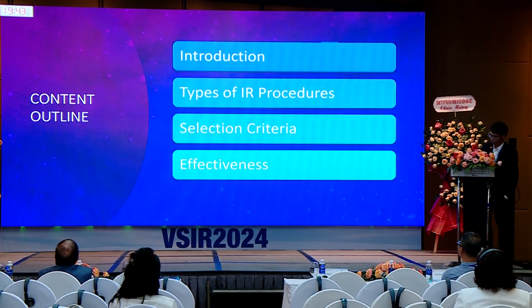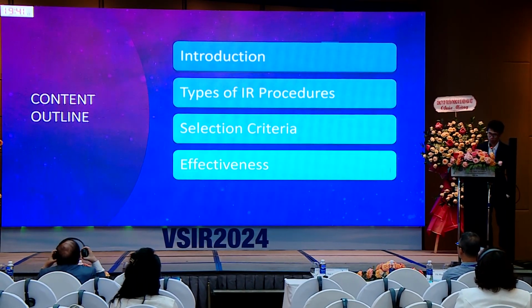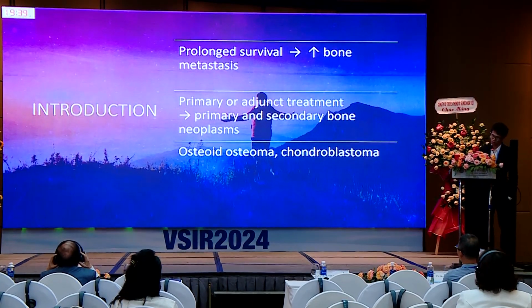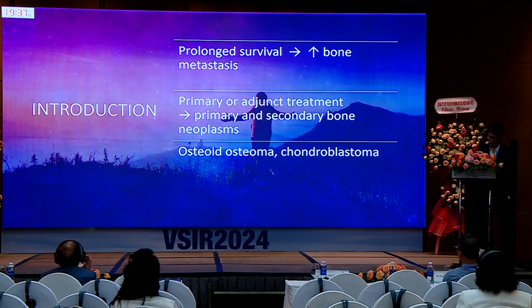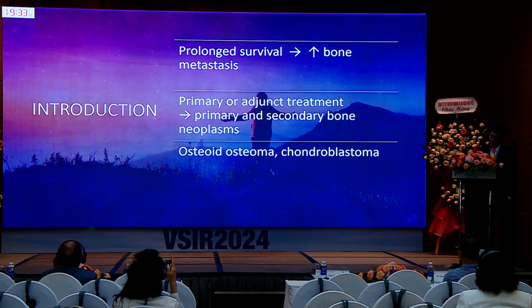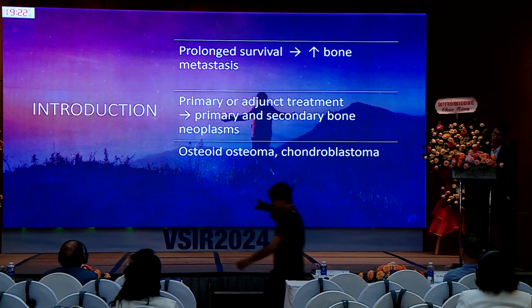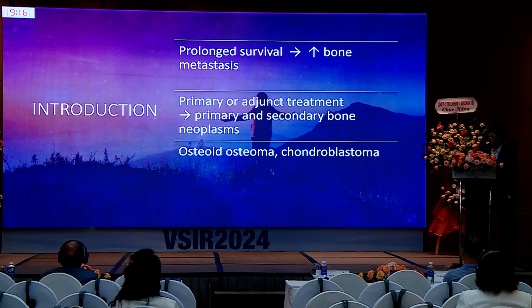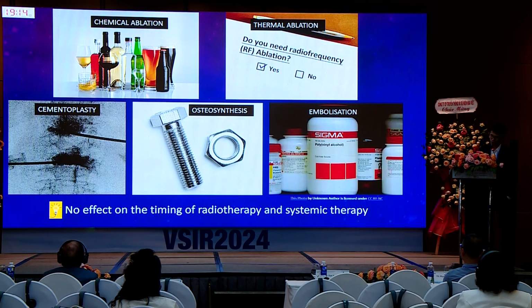So we're talking about the types of IR procedures, the patient selection criteria, and effectiveness. With prolonged survival and increased life expectancy, the prevalence of bone metastasis increases. The role for IR procedures has also increased correspondingly. IR procedures can be used for both primary and secondary bone neoplasms. Benign bone lesions, such as osteoid osteoma, chondroblastoma, and osteoblastoma, are also amenable to IR procedures.